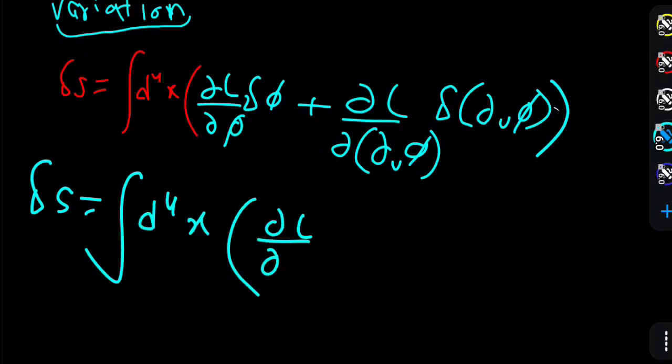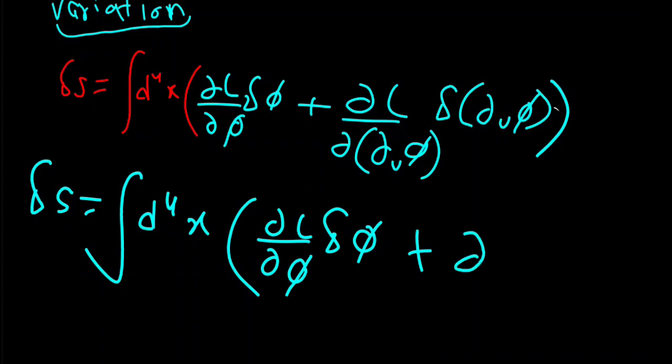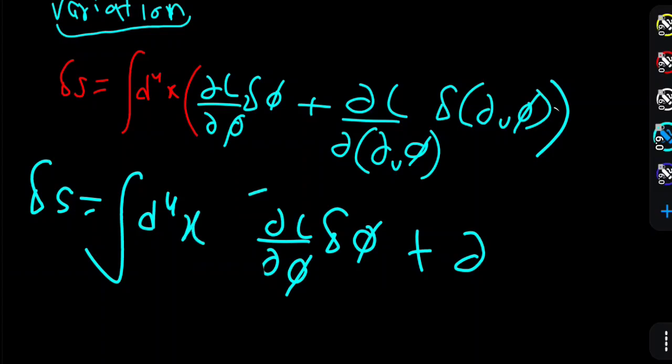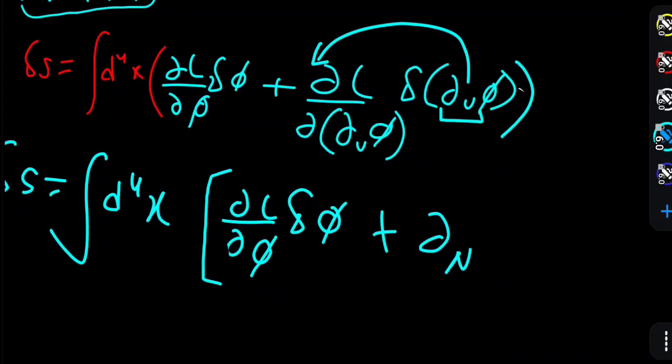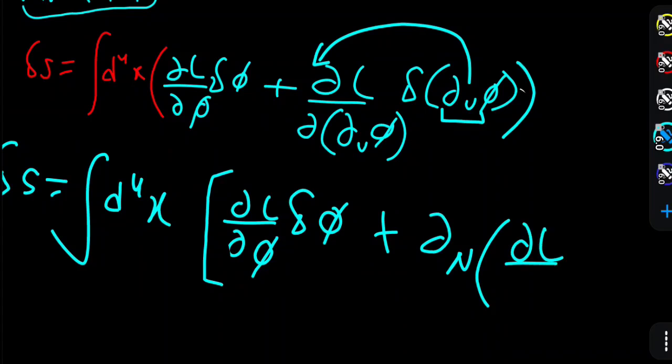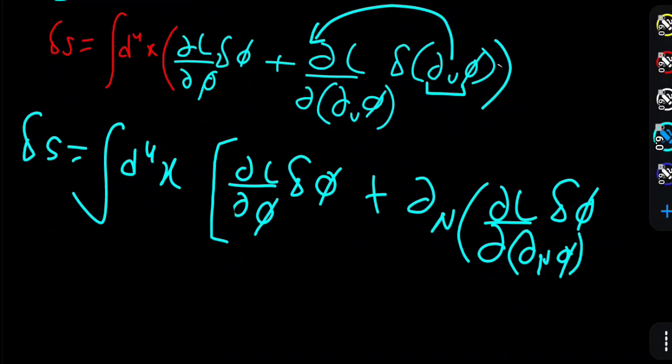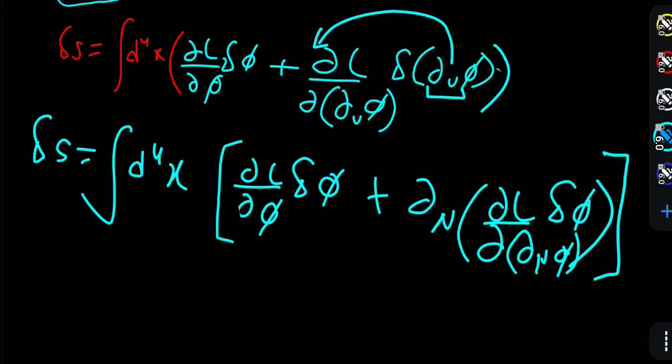So del L divided by del phi, and here a small variation in phi, plus, let me put here the big bracket, okay, x, and here the big bracket. So I can take this del mu out, and del L divided by del of del mu phi, and here it should be a small variation in phi. This is a rule, okay, so you can generally prove this rule, and I'm leaving this up to you to prove. And now close the bracket.